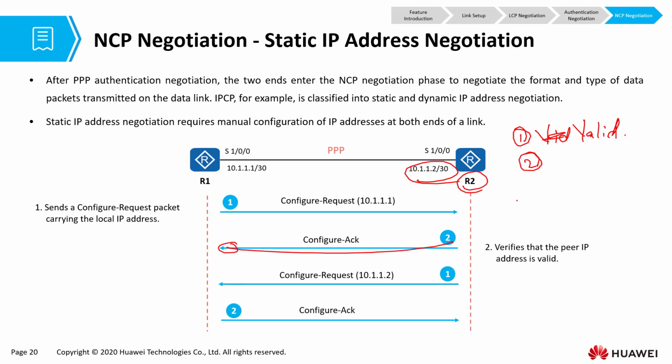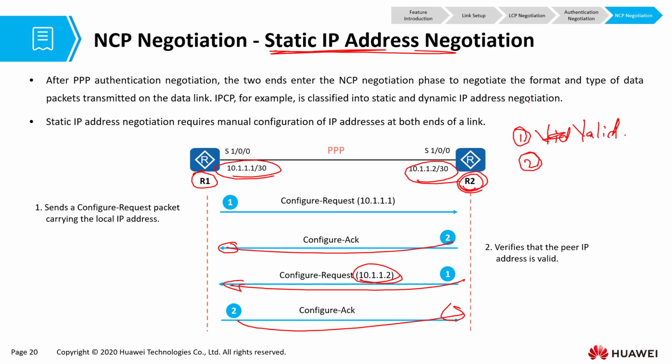Now, I say this is two-way. The peer, in this case R2, will also send its own configure request with its own interface IP, and this guy will check if the IP is valid, unicast. It's a unicast IP, it's not broadcast, it's not multicast. If it's a unicast IP and it's not his own interface IP address, he will send a configure acknowledgement. That is NCP negotiation in static negotiation.